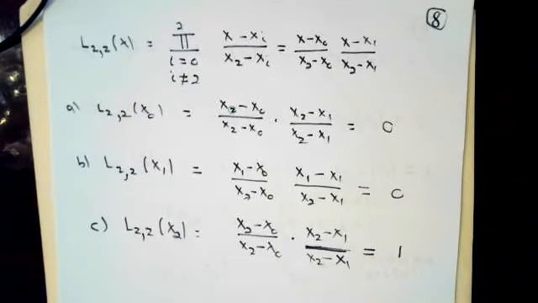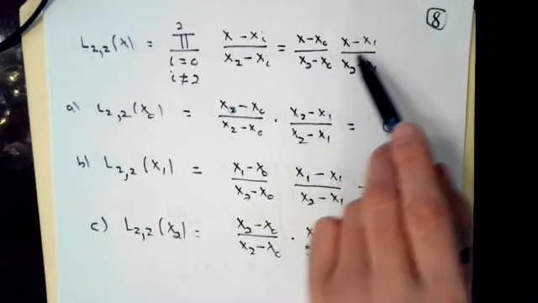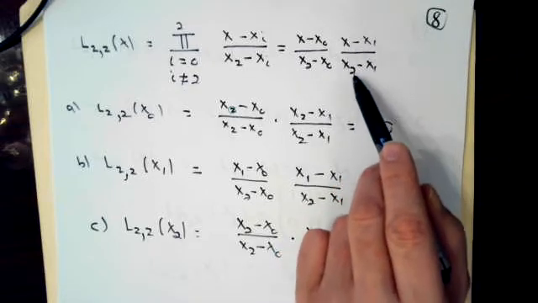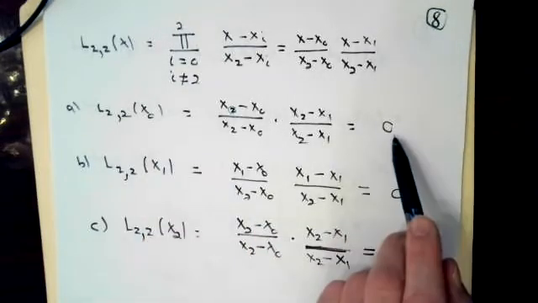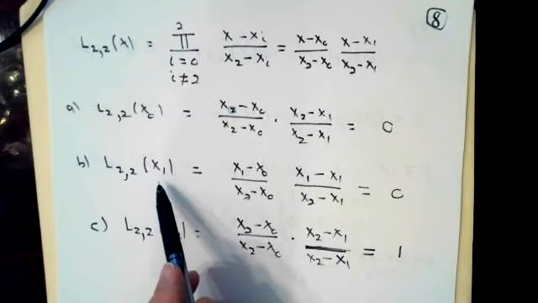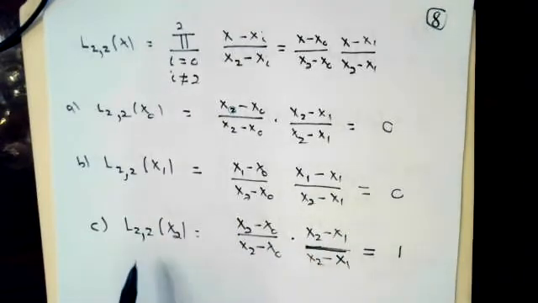And finally, looking at L2,2 of x, which works out to be x minus x0 over x2 minus x0 times x minus x1 over x2 minus x1. If you evaluate at x0, you get 0. If you evaluate at x1, because of this, you also get 0. And if you evaluate at x2, you end up with 1 times 1, which is 1 once more. So the pattern here should be fairly obvious.